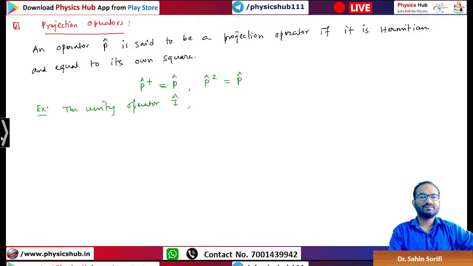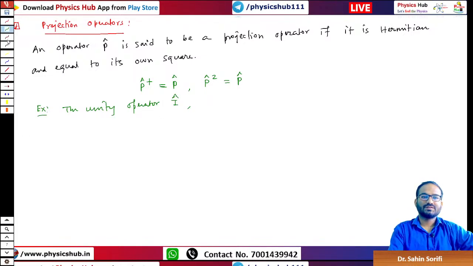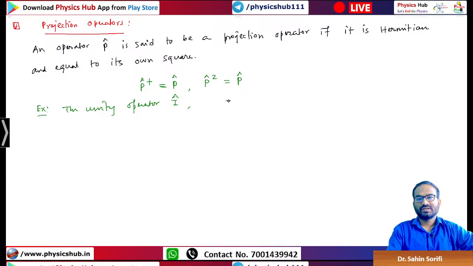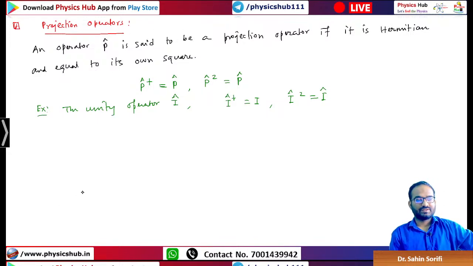So why is this a projection operator? Because you see, if you take I dagger, it is I, so this follows the first property. On the other hand, I dagger I, I square, is again I. So the unity operator, the identity operator, is a projection operator.